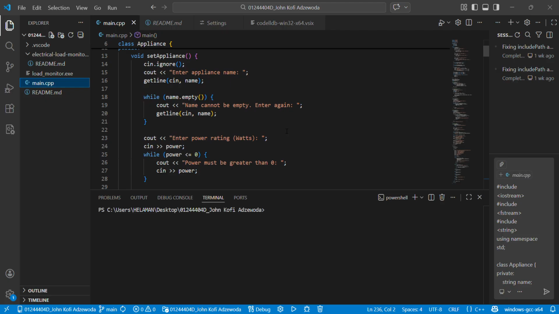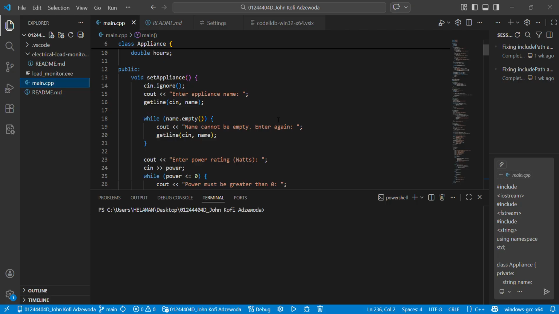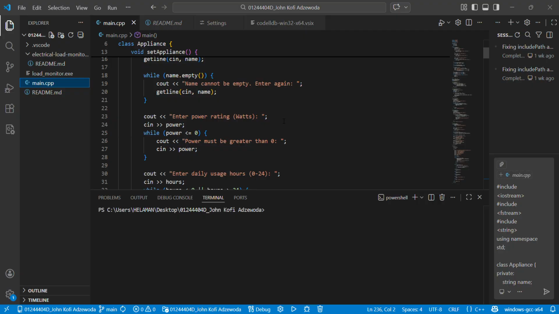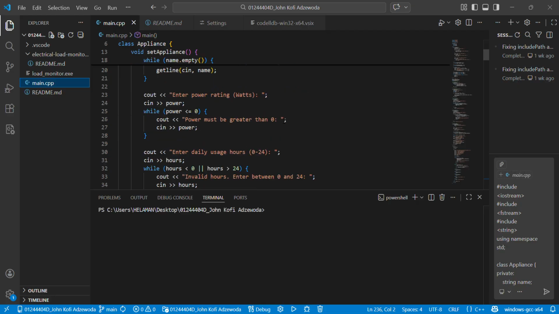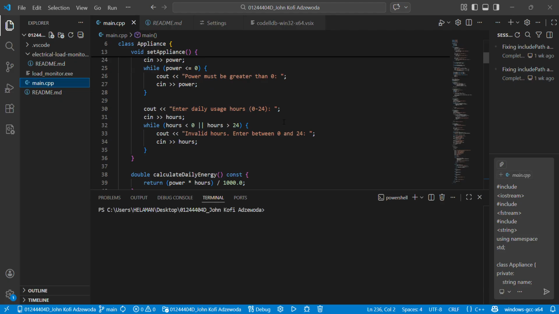In this part of the project, when we come to the program structure, the system is built around a class called the appliance class. It contains attributes: name, power, hours, and methods: set appliance, calculate daily energy, calculate monthly energy, as far as the program is concerned.